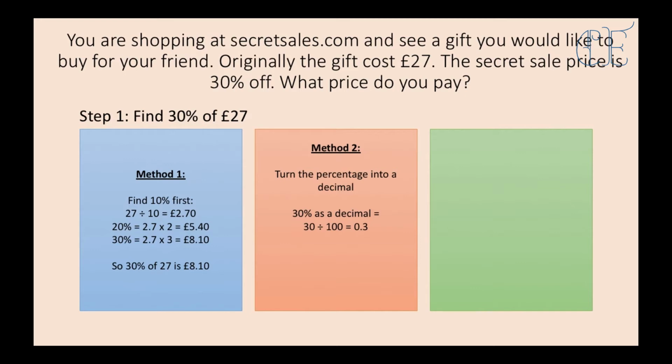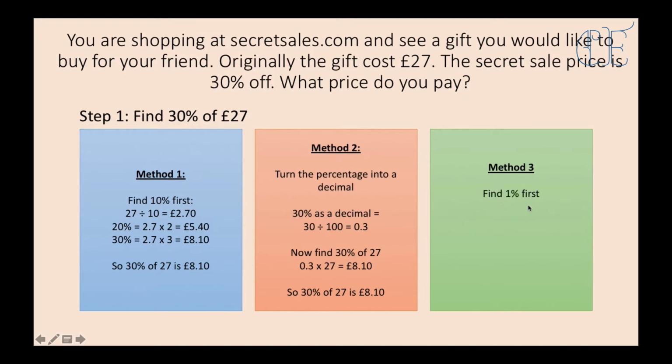That is our decimal, and all we do with it, if we have a calculator, is 0.3 times 27. We don't have to do anything with the 27. The £27 stays as it is, and we change the percentage to a decimal. If I type that in my calculator, I get exactly the same answer, £8.10. So 30% of 27 is £8.10. The last method is finding 1% first.